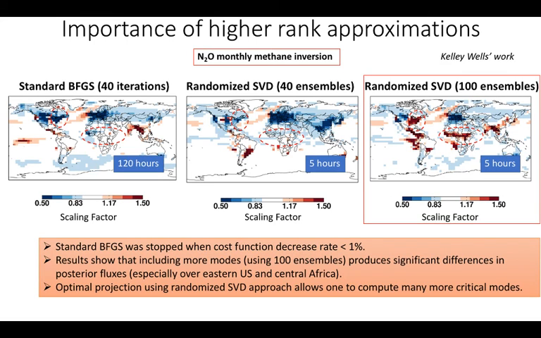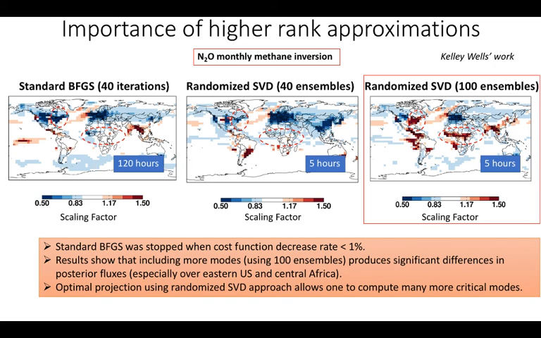Another interesting aspect is that, given that it's much more efficient than the iterative algorithm, you can actually compute many more modes. We did a test with work by Kelly Wells at the University of Minnesota. She did an inversion of monthly N2O. Well, actually, that's an error. Yeah, N2O monthly inversion, sorry. These are the results on the left for 4 iterations, in the middle for 40 ensembles of the randomized SVD, and on the right, 100 ensembles.